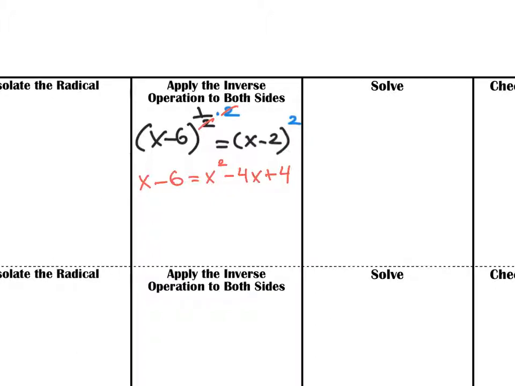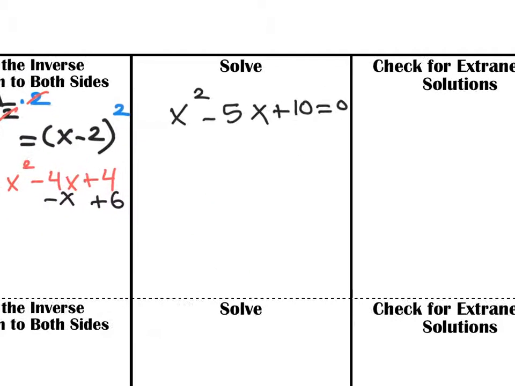Now this is a quadratic, so I need to move everything to one side of the equation. Always keep the x squared positive. So that would give me x to the power 2 minus 5x plus 10 is equal to 0. Remember, every time I have a quadratic, I need to check if it's factorable. So what multiplies to give me x squared? What multiplies to give me 10? Either 10 and 1. Because I have a middle term that's negative, I'm going to try negative 10 and negative 1. That adds up to negative 11. So that's not it. And negative 5 and negative 2 would give me negative 7. That's not it as well.